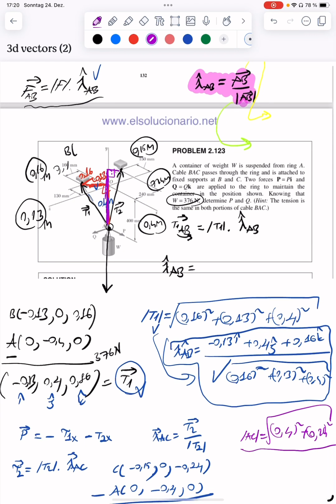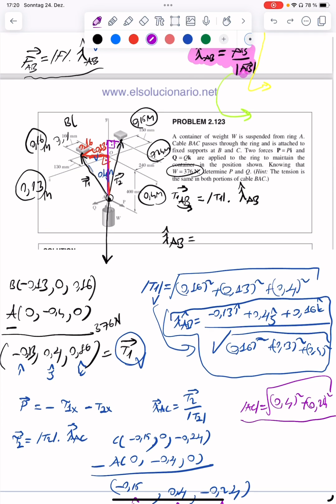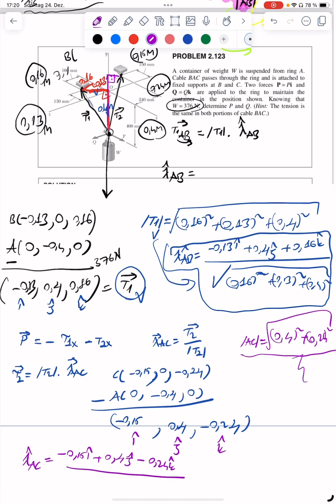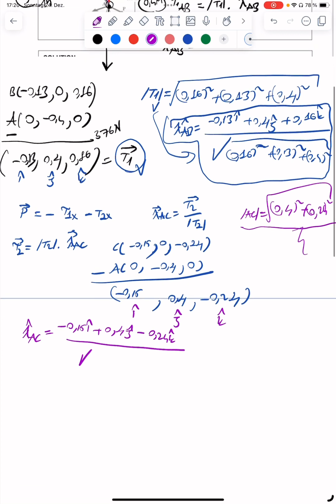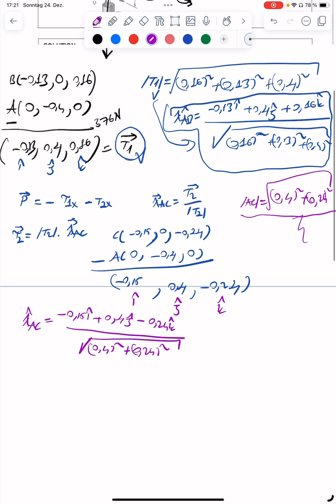This is our triangle, the left side and the right side. We have no direction about y, so with the equations we can find the distance. I write the distance as the square root of 0.4 squared plus 0.24 squared. We found lambda AC hat. Okay.